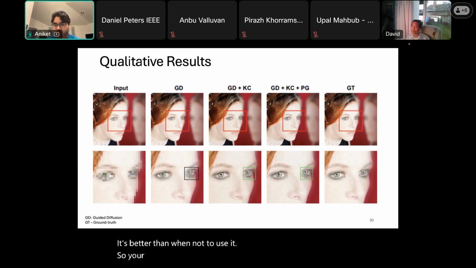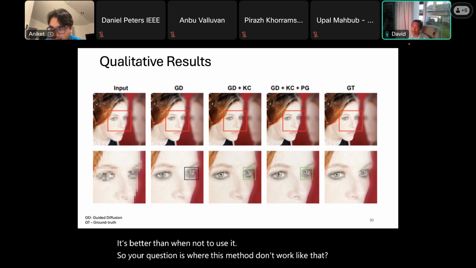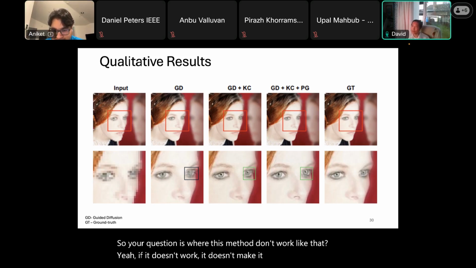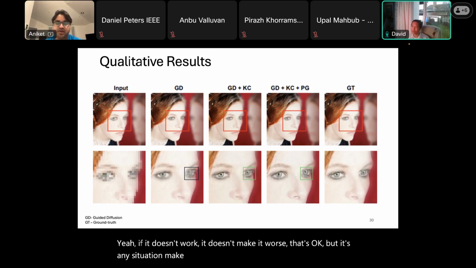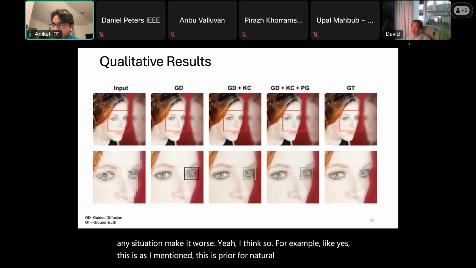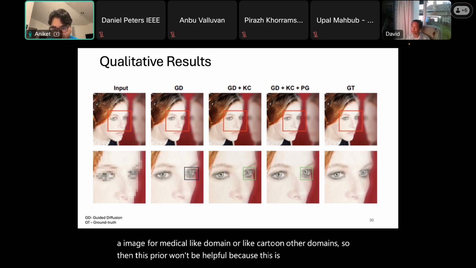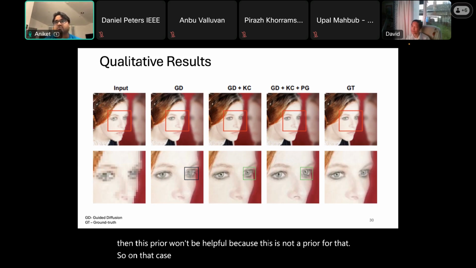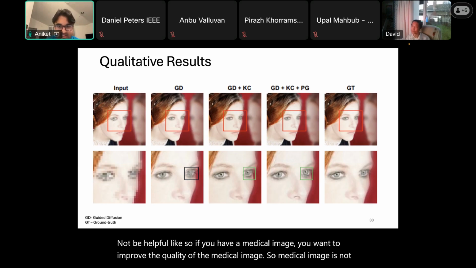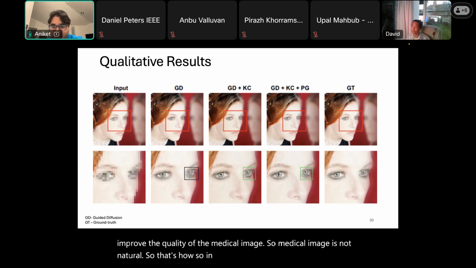So your question is where this method doesn't work? Yeah, if it doesn't work, it's okay, as long as it doesn't make it worse. But is there any situation that makes it worse? Yeah, I think so. As I mentioned, this is a prior for natural images. So if you have images from a medical domain, or cartoon or other domains, then this prior won't be helpful, because it is not a prior for that. If you have a medical image and want to improve its quality, a medical image is not natural, so in that case it might not be useful.